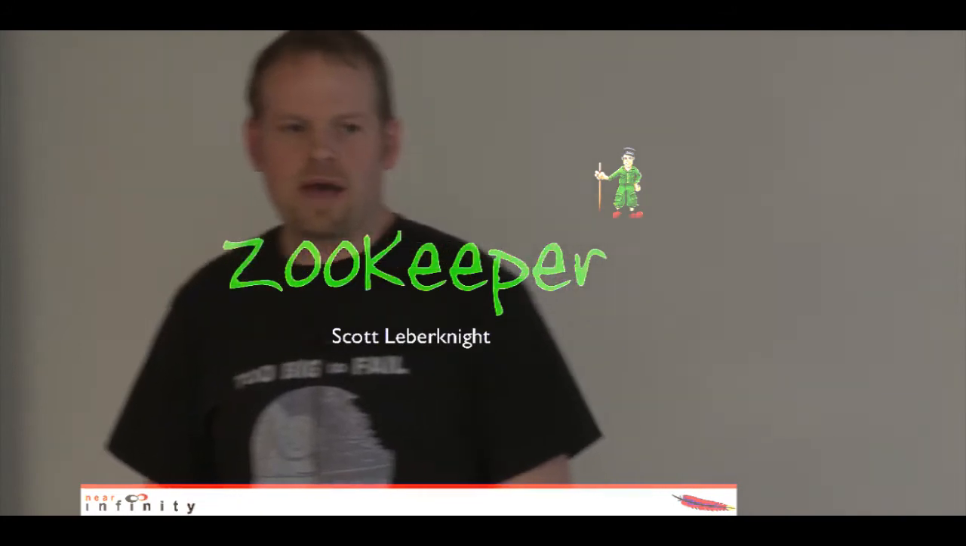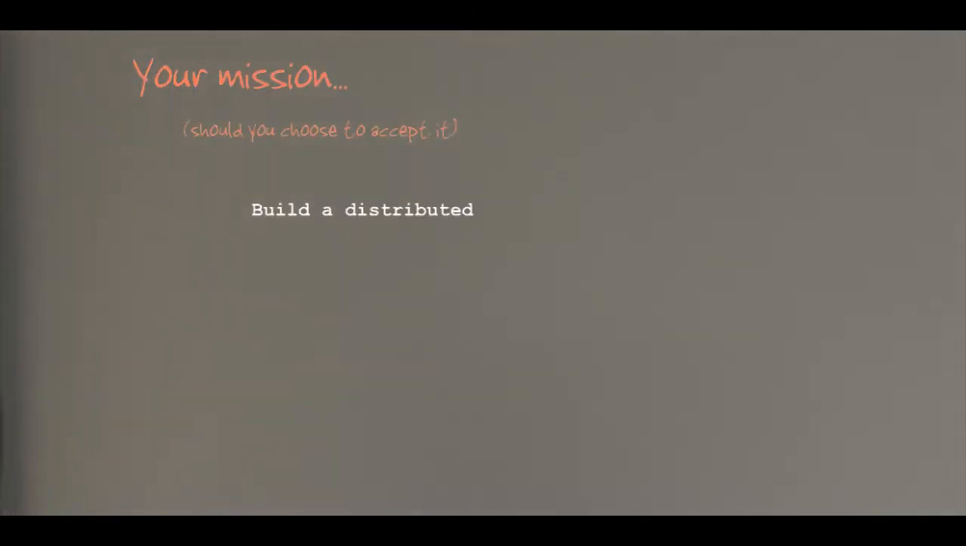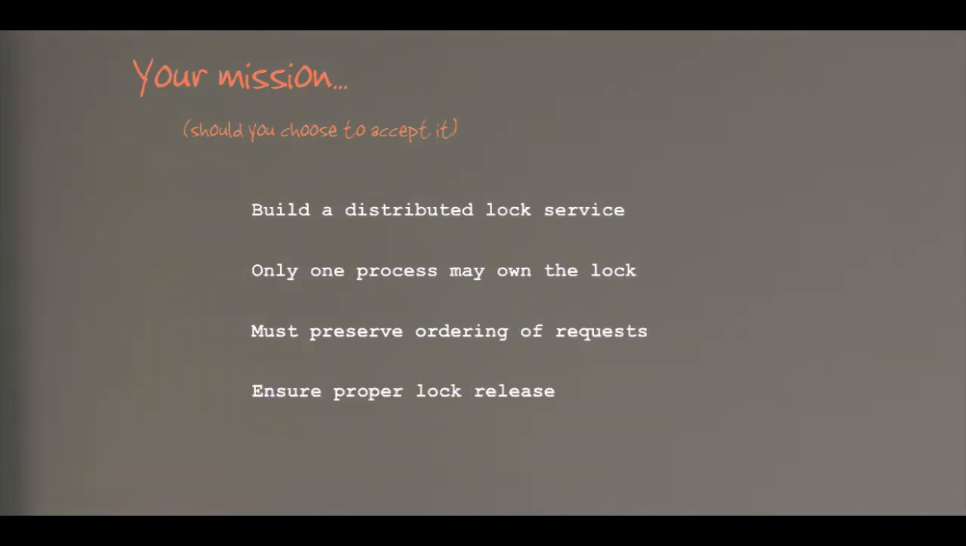So I'm going to talk about Apache ZooKeeper. We're going to start off with a little thing. We're going to have a mission. And our mission is to build a distributed lock service.